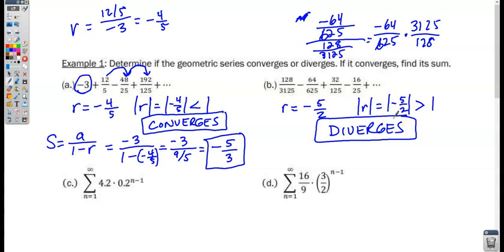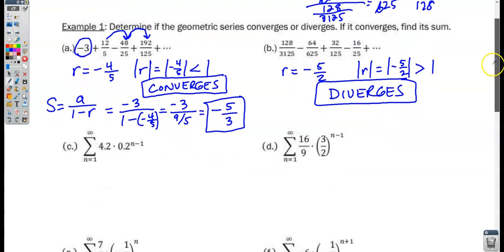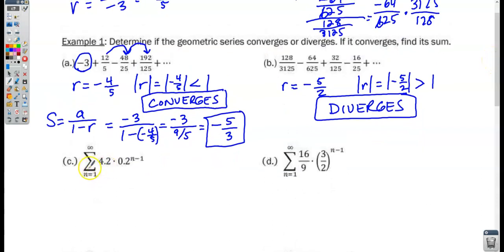All right, let's do one more. Part C. This one is written in summation form, so we kind of have to go through and look at what the terms are going to be. When n is 1, if I substitute 1 in here, I've got as my first term 4.2 times 0.2 to the 0 power. So the first term is going to be 4.2. And then every time we cycle through 1 in this summation, we're multiplying by 0.2. So 0.84 is going to be our next term, but that tells us our r value. All right, so r equals 0.2.